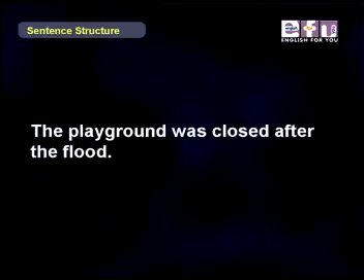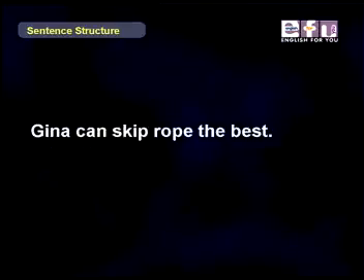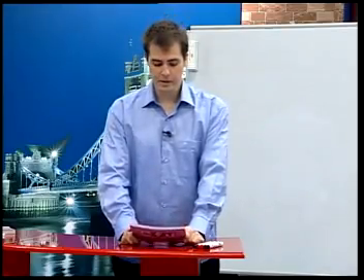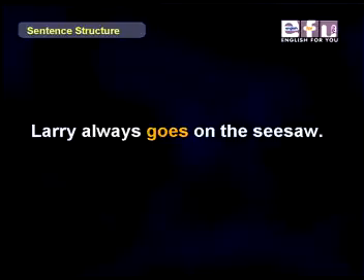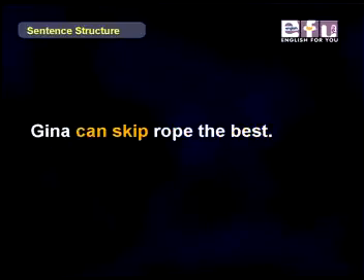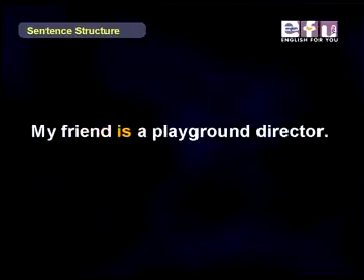Larry always goes on the seesaw. The playground was closed after the flood. Gina can skip rope the best. My friend is a playground director. In the first sentence, goes is the verb. In the second sentence, was closed is the verb. In the third sentence, can skip is the verb. And in the fourth sentence, is is the verb.